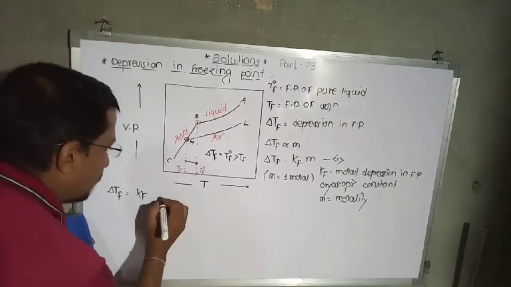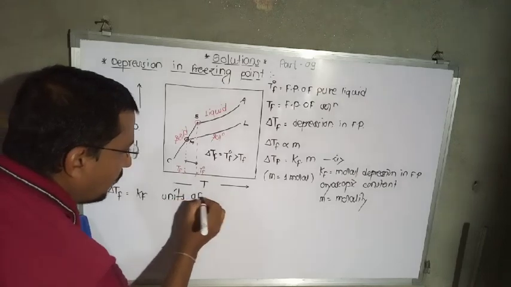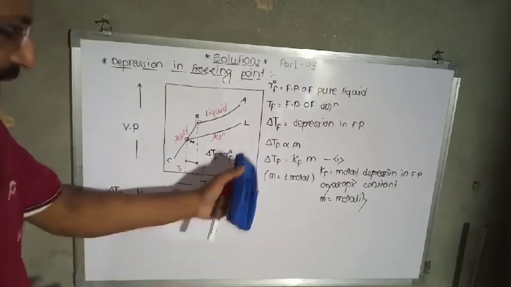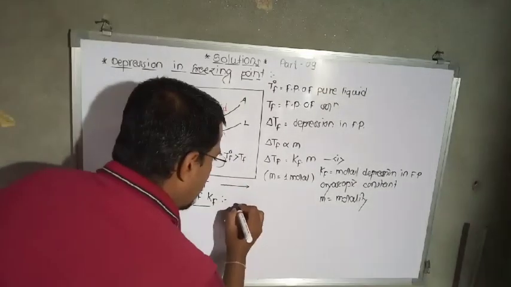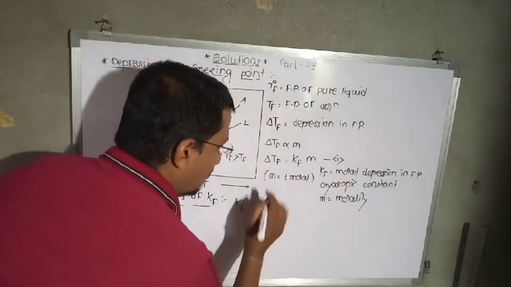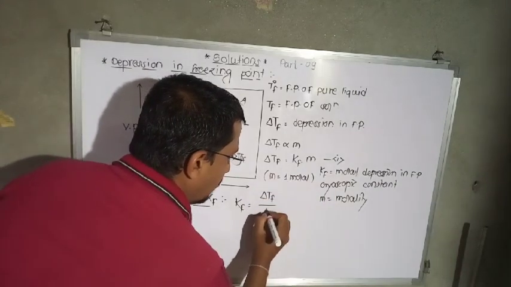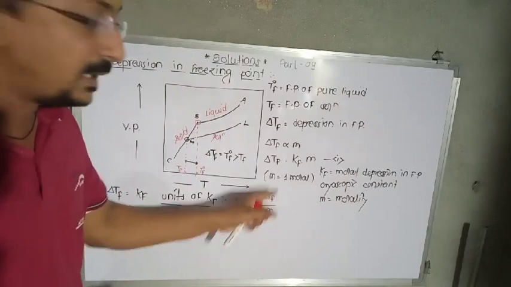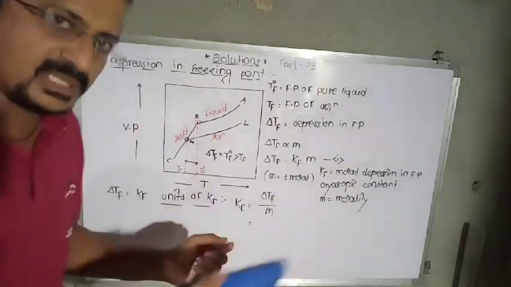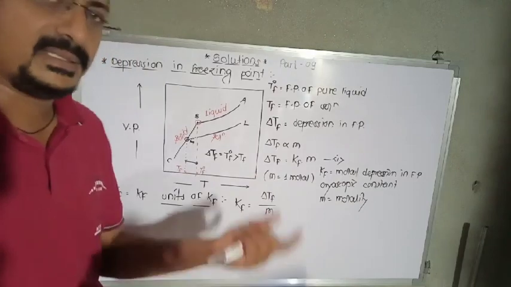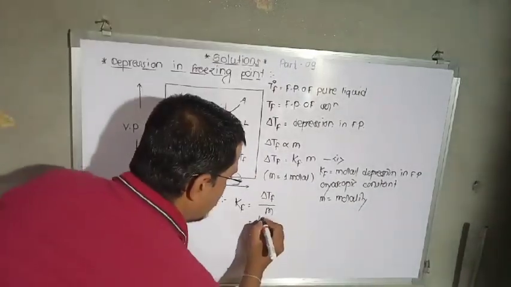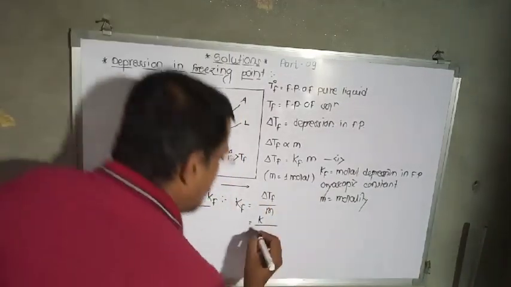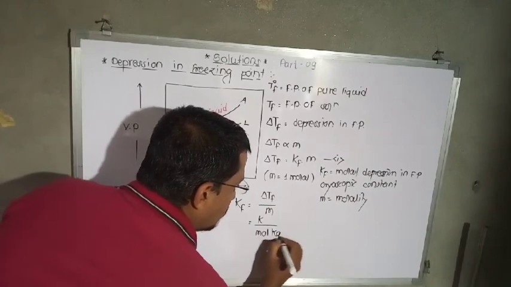Now, if you consider the units of KF, just rearrange equation first to get KF. So KF is equal to delta TF by m. Here delta TF is the depression in freezing point, hence it is on the temperature scale, so the unit is either degree Celsius or Kelvin, isn't it? So Kelvin or degree Celsius divided by small m, molality, expressed in mole per kg.